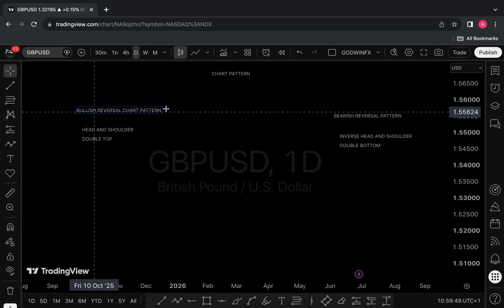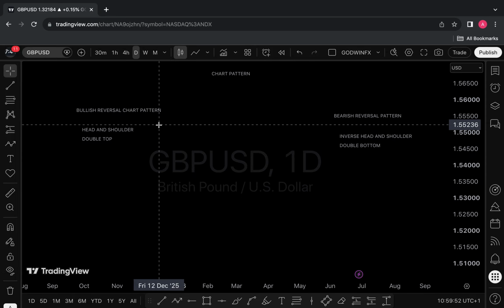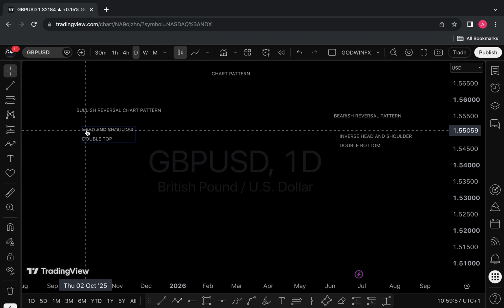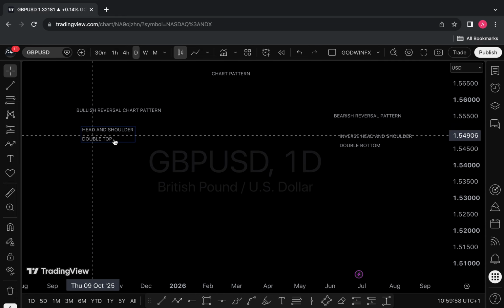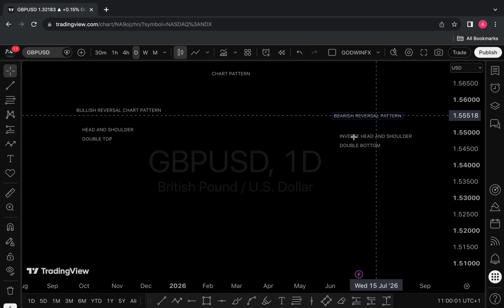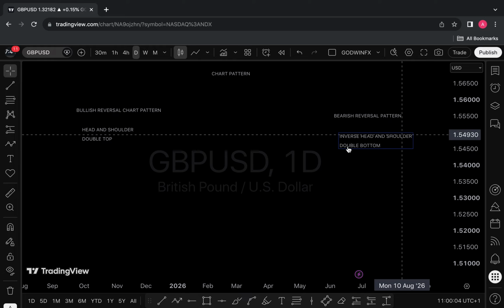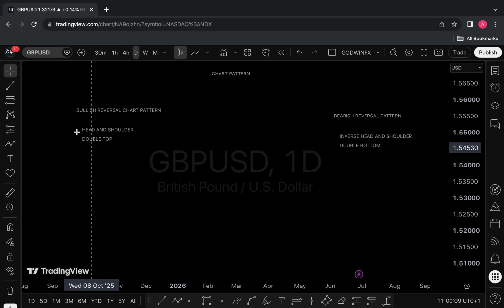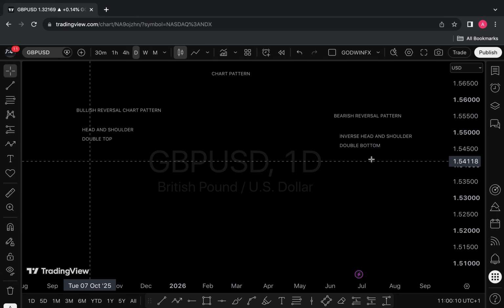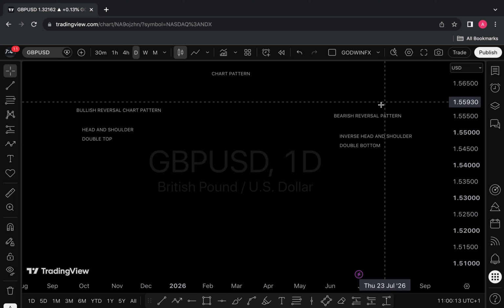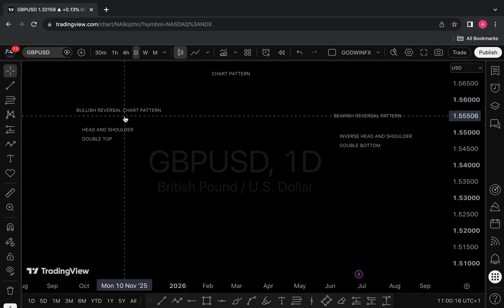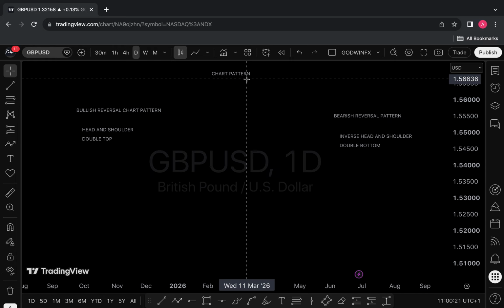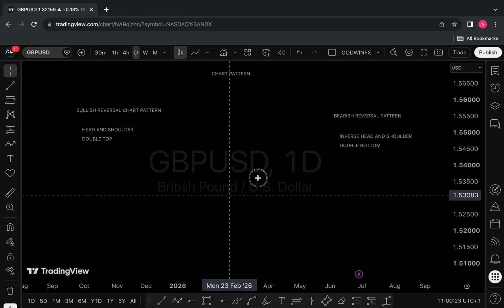Under bullish reversal patterns, we have two types: the head and shoulder, and the double top. Under bearish reversal chart patterns, we have the inverse head and shoulder, and the double bottom. I'm going to be explaining much about the bullish reversal pattern, and the bearish reversal pattern is going to be an assignment for you. This will make me believe that you've understood the concept of chart patterns. All right, so now let's start.